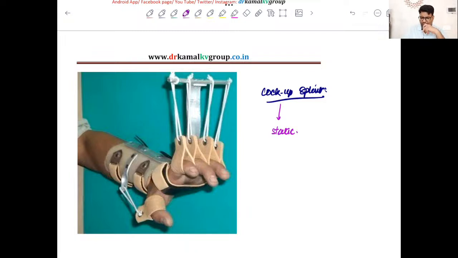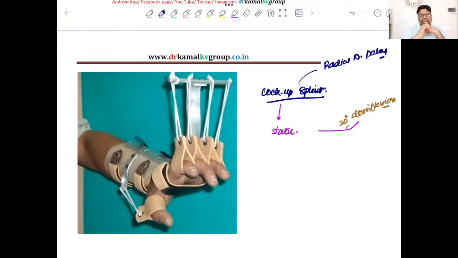Now in older times, what we used to do, we used to apply the static cock-up splint. Now in static, we'll simply give a splint and keep the wrist in somewhere around 20 degrees of dorsiflexion, right? Because I think everyone must know that cock-up is for radial nerve palsy, right? So in radial nerve palsy the wrist is in palmar flexion, so we try to keep it in a neutral position, around 20 degrees of dorsiflexion.